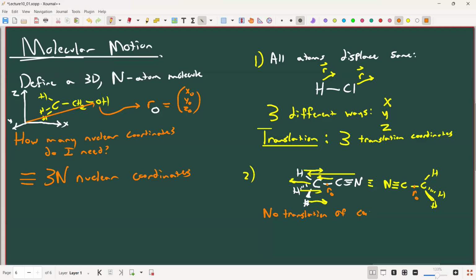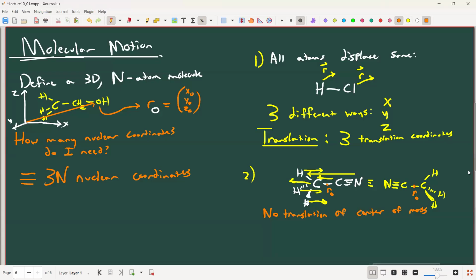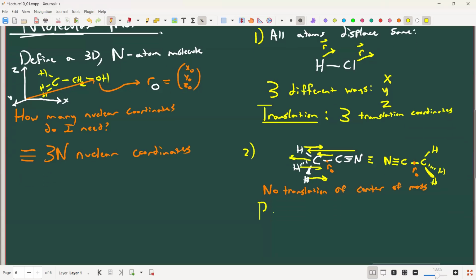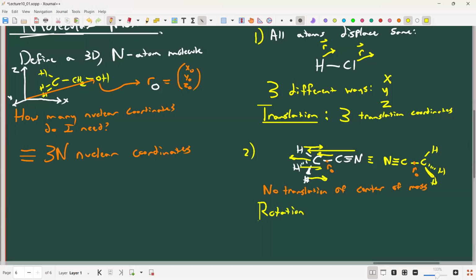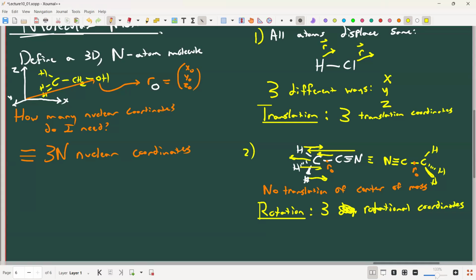No translation of the center of mass. There's our center of mass in the middle there, but the molecule has clearly moved. We've rotated it. So there's also rotation, and there are 3 degrees of rotational freedom. 3 rotational coordinates. We'll come back to that later. So of those coordinates, there are 3 that are just due to translation, 3 different ways to move the atoms by translation. There are 3 that are rotation.